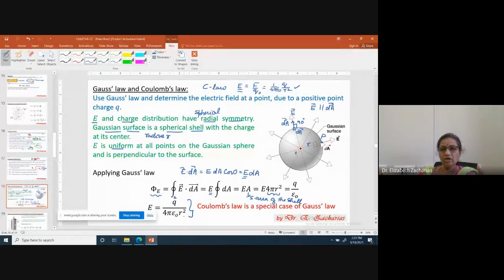So now you know that Coulomb's law is just a special case of Gauss law. Gauss law is something that can be applied even to charges which are not point charges. But Coulomb's law can be applied only to point charges. In that sense, Coulomb's law is just a special case of Gauss law. So in the next class, we will apply Gauss law to charges which are not point charges. We will apply it to extended continuous charges.